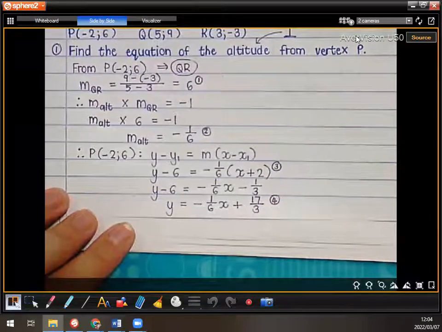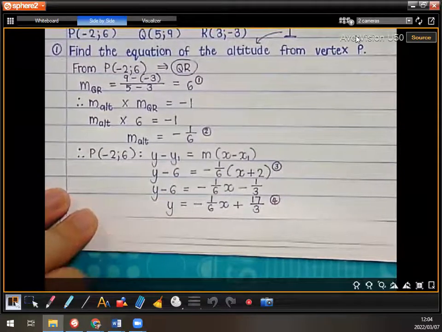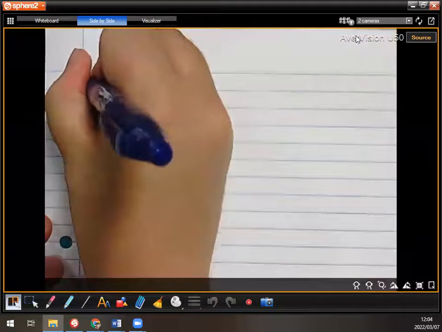Any questions? I want you please to do on your own 2 and 3, just like you did for homework, to find the altitude from vertex Q and from vertex R.